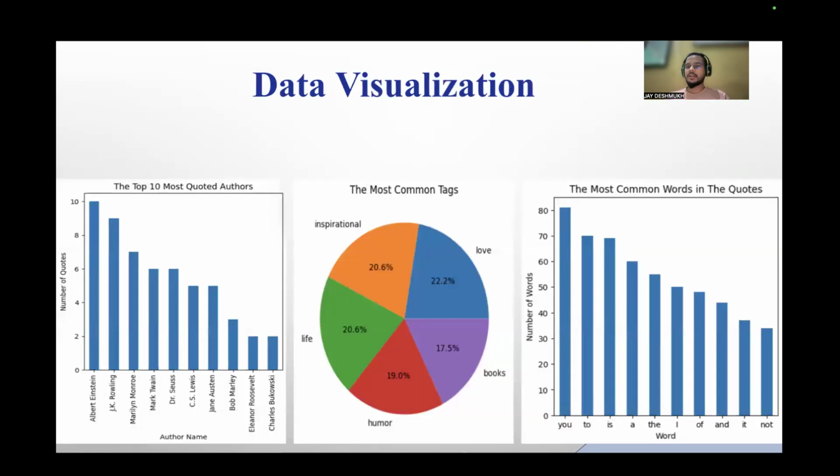So here you can see that we performed data visualization in which we found the top 10 quote authors, what are the most common tags used in the quotes, and what are the most common words used in the text. We can clearly see in this visualization that Albert Einstein is the person who gave the most quotes, and the number is 10. And after that, love is the most common tag, and also "you" is the most common word used in the post.